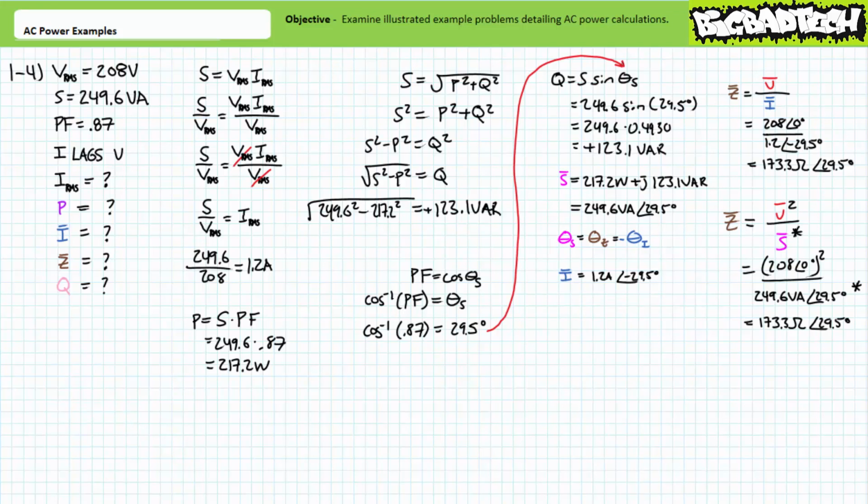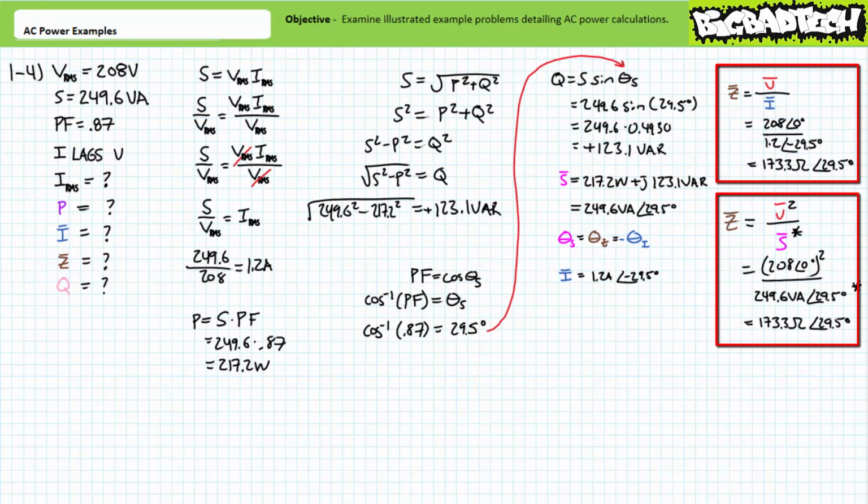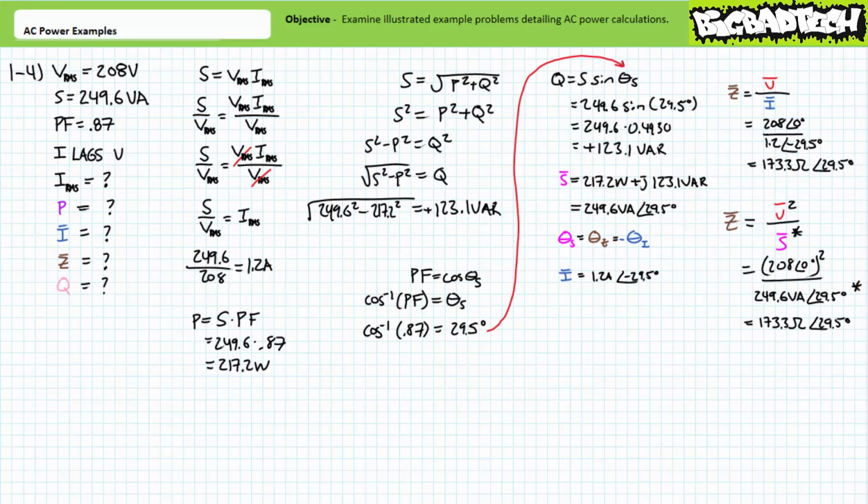The complex impedance can be solved for via an Ohm's law manipulation or through manipulation of the power equations. Substituting our given values using either technique yields a complex impedance of roughly 173.3 ohms at an angle of positive 29.5 degrees. Again, note that the impedance angle is the same as the apparent power angle and the inverse of the current phase shift when voltage is employed as a reference.